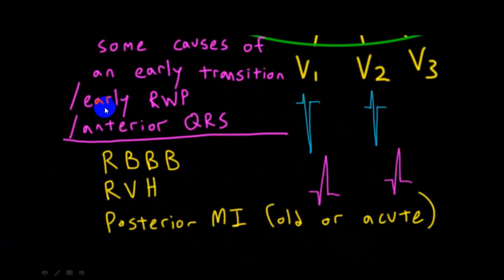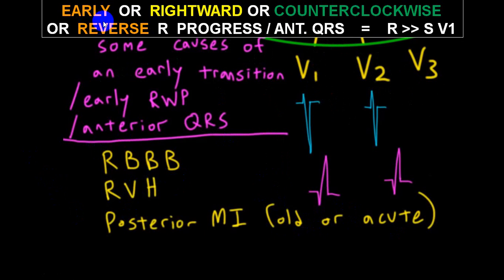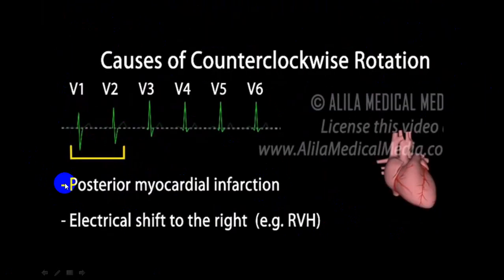So again, early R wave or early transition zone or anterior QRS, classical in RBBB, RVH, and posterior MI, whether it may be old or acute variety. So it is called early, rightward, counterclockwise, reverse R wave progression, or anterior QRS, where R wave is bigger than S wave in V1. This will be also in case of a posterior MI, or there is a shift to the right, we call it in RVH.